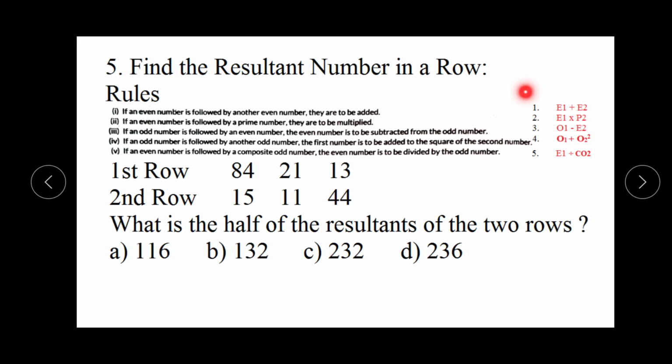So these are the 5 rules which we can write in short form. If we are solving 2 or 3 or 4 questions on the basis of these rules, it is not required to read all these rules completely. We can see these 5 rules in short form. When we solve this question, we can check that the first number is the even number and the second number is the composite odd number. So first we will divide that even number by this composite odd number.